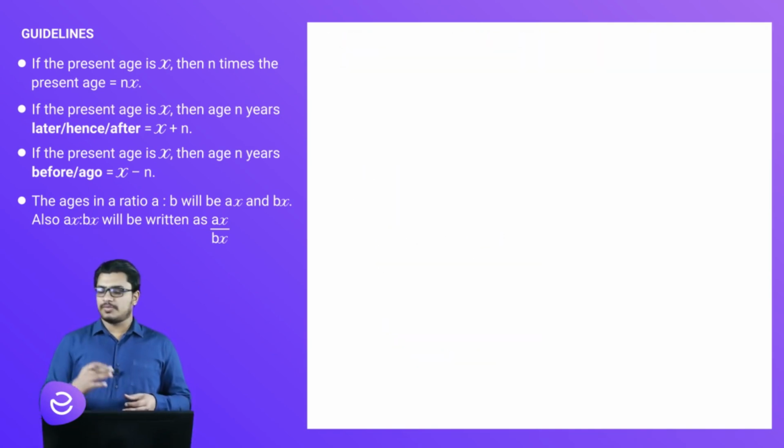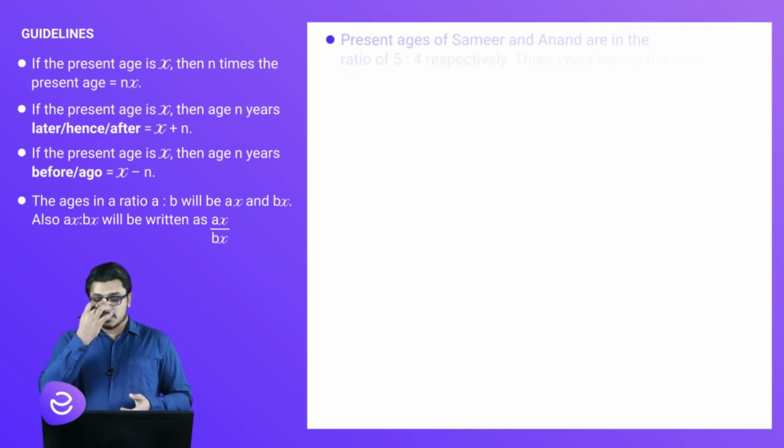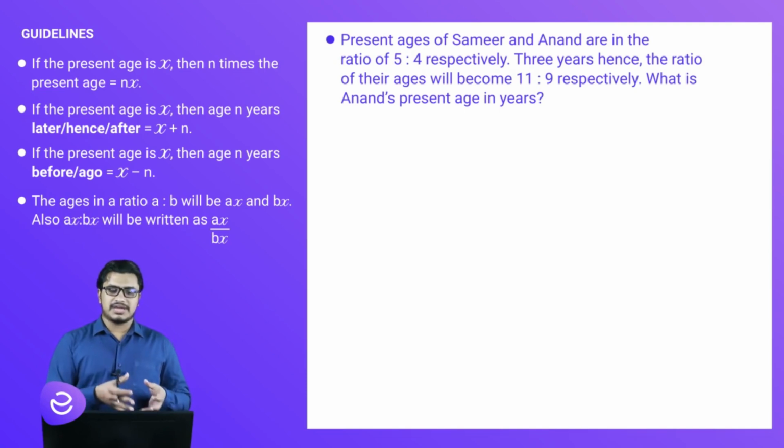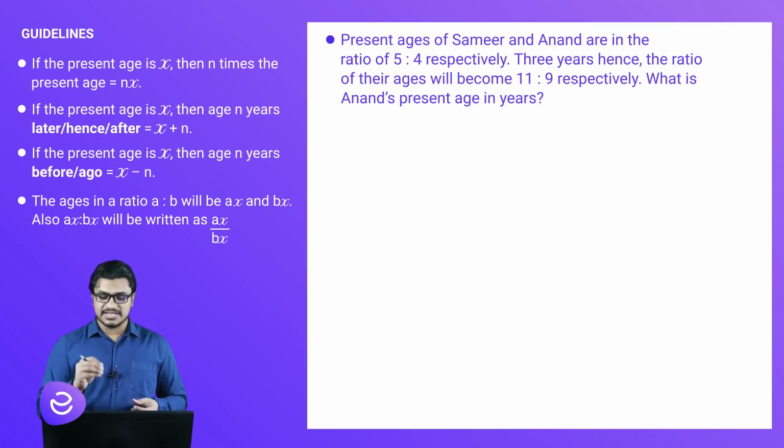So, we will be doing one more problem, which is a problem of ratio. We already said in the guidelines about ratios. Present ages of Samir and Anand are in the ratio 5:4 respectively. 3 years hence, the ratio of their ages will become 11:9 respectively. What is Anand's present age in years?